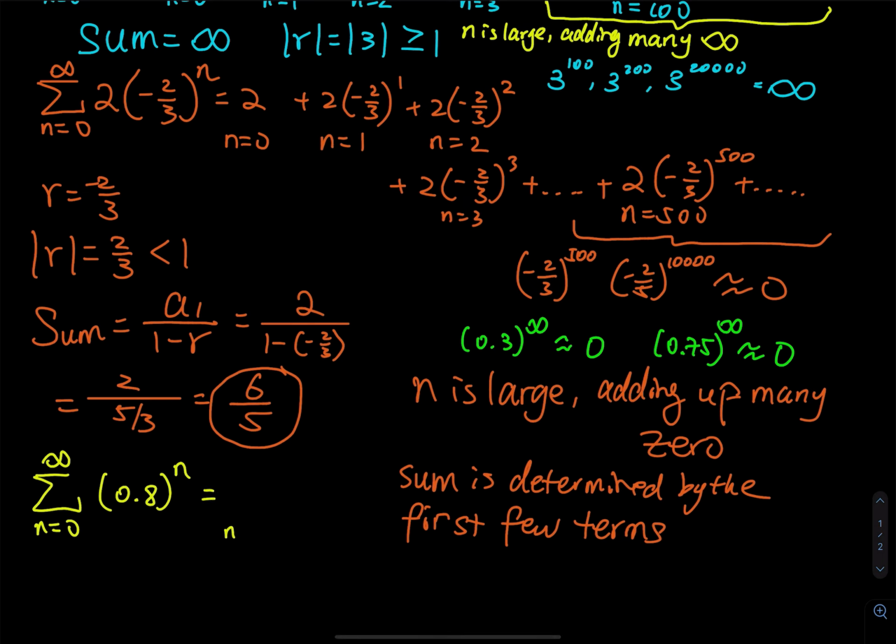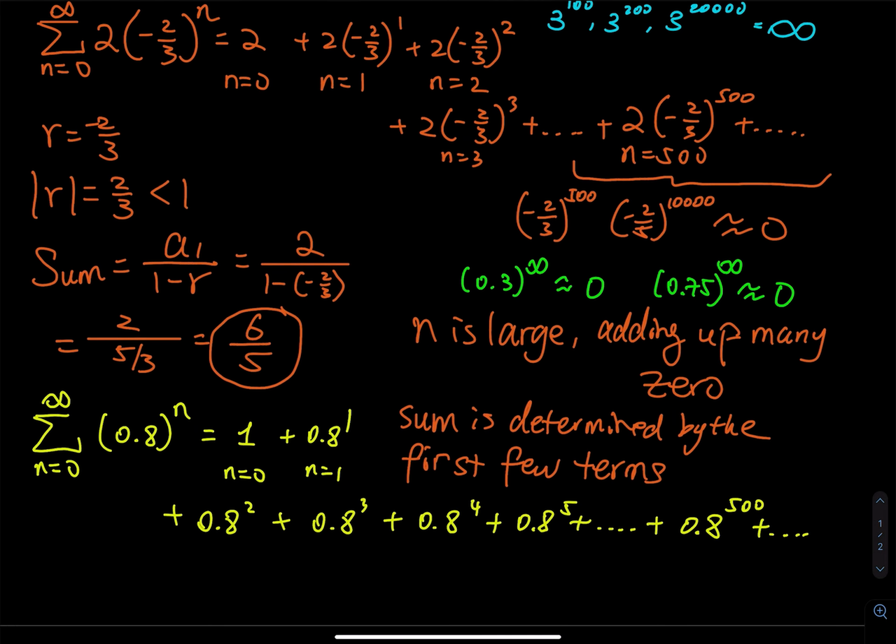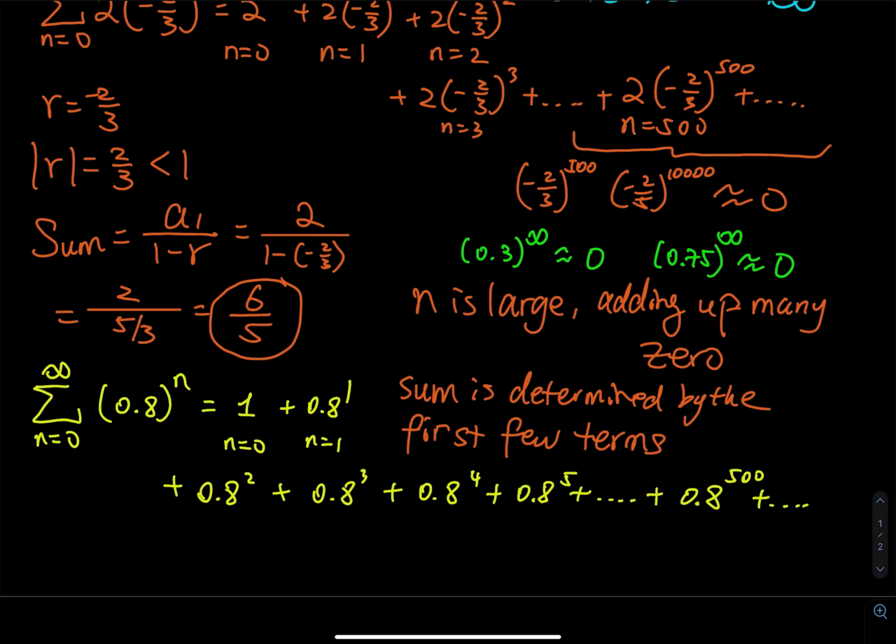So what happens when n equals 0? You have a 1. When n equals 1, you have 0.8 to the first, right? When n equals 2, 0.8 to the second. When n equals 3, when n equals 4, when n equals 5, 0.8 to the fifth, and then you keep on going. Eventually, you will see something like this, raised to the 500 power, and then you keep on moving, right? So 0.8 raised to 500, these terms are nearly 0.